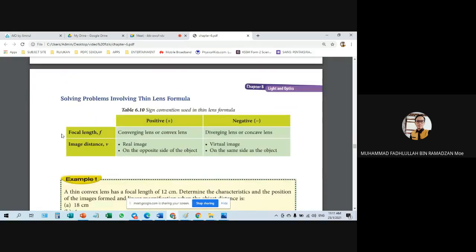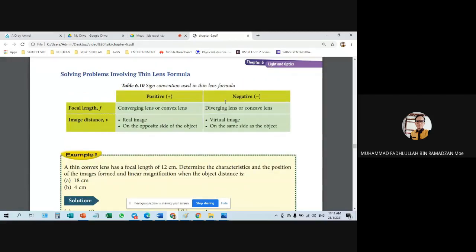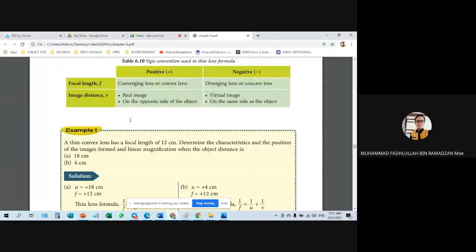Okay, and then solving problems involving the thin lens formula. So here we have 2 lens, convex lens and concave lens. So yang ni concave negatif, kalau convex positif, dia punya focal length. Okay, and then image distance. Okay, image biasanya untuk convex lens kita akan dapat real.